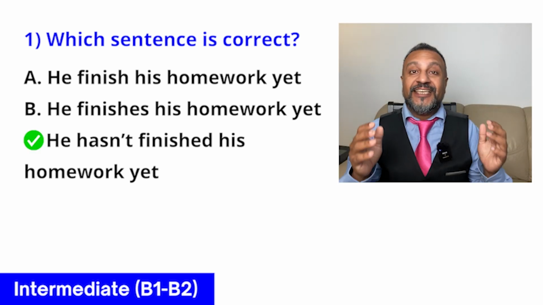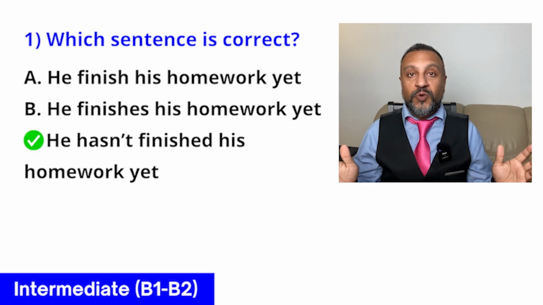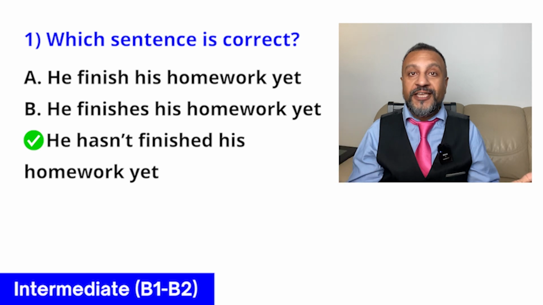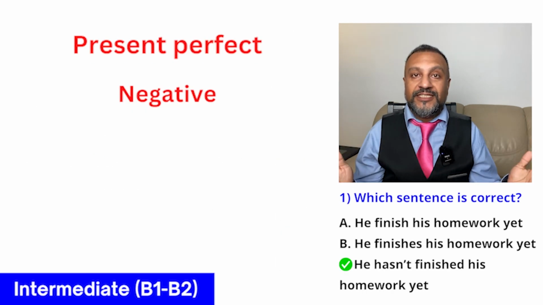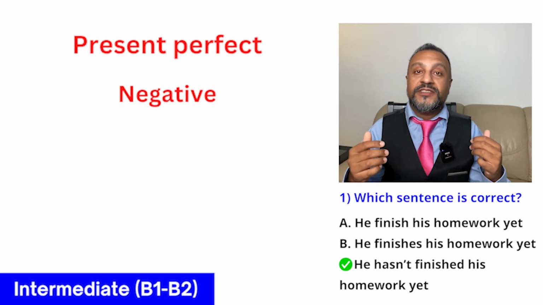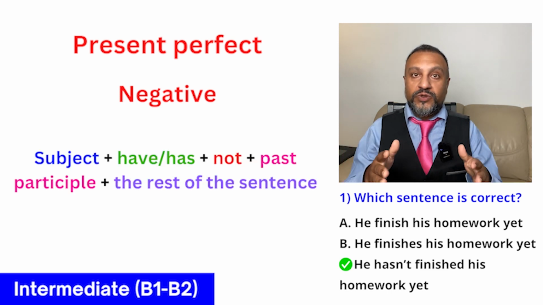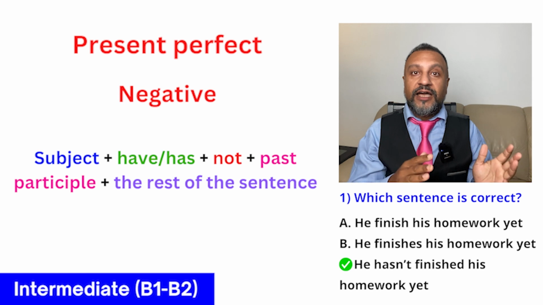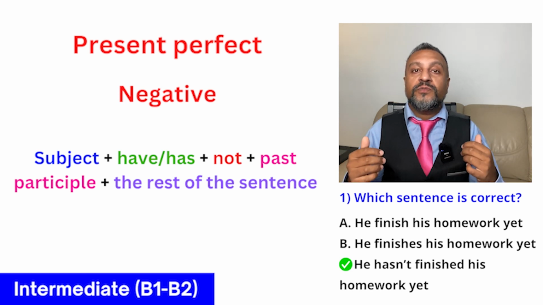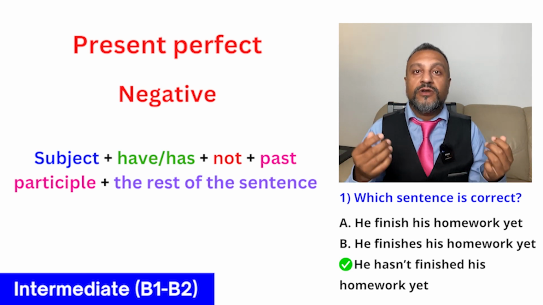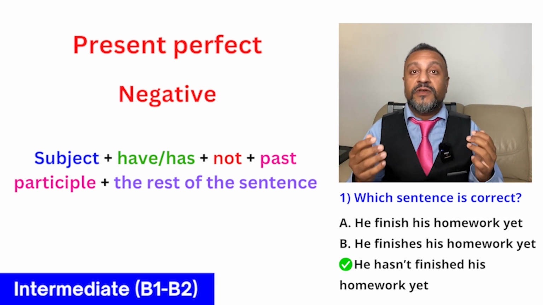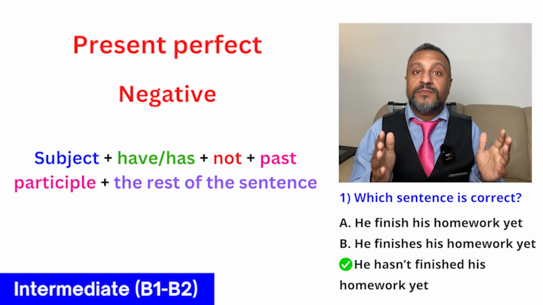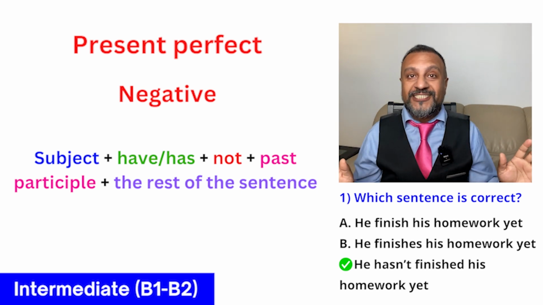The answer is, he hasn't finished his homework yet, but why? Hasn't finished is the present perfect tense. In English, the present perfect tense is formed with the auxiliary verb have or has, followed by the past participle of the main verb. In this case, the verb finished is the past participle of finish.